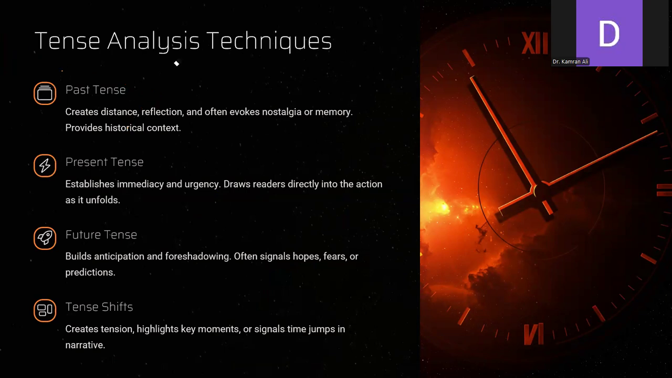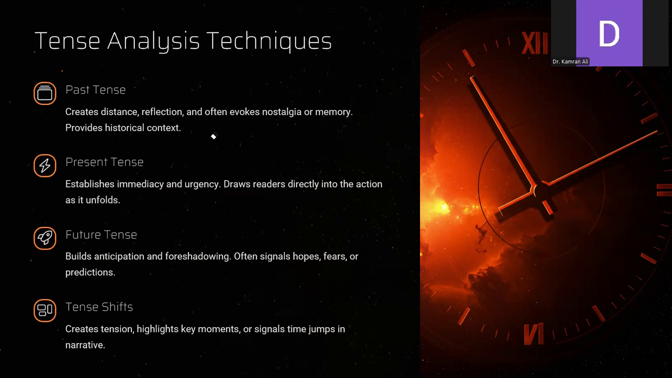Okay. Tense analysis techniques include identification of the past tense. What does past tense actually do? It creates distance, reflection, and often evokes nostalgia or memory, provides historical context, right? So distance means that something happened way back and the writer is talking about that, right? So it creates that sense.